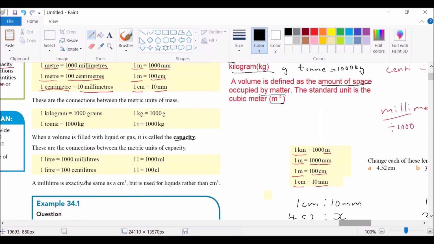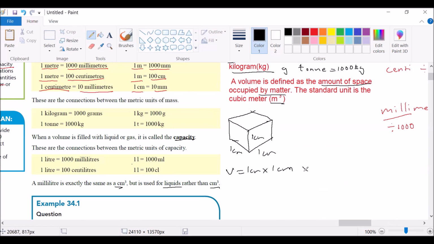A milliliter is exactly the same as a cubic centimeter. The milliliter and the liter are mostly used for liquid rather than cubic centimeters. So what this means is if we have a cube that has sides 1 centimeter by 1 centimeter by 1 centimeter, the volume is equal to 1 centimeter times 1 centimeter times 1 centimeter. This will give us 1 cubic centimeter. That is the volume occupied by this cube. Now, this 1 cubic centimeter is the same as 1 milliliter.